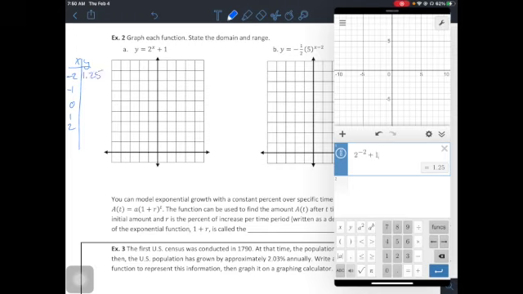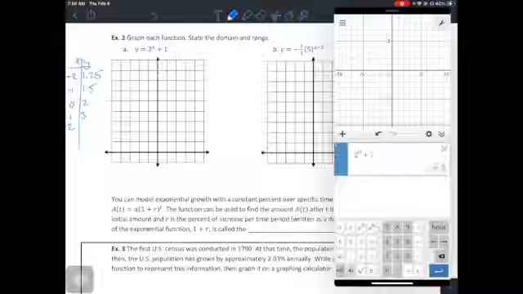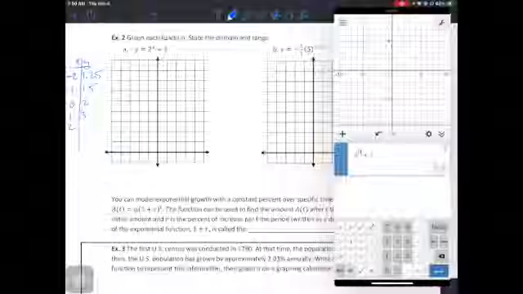I have 1.25. 2 to the -1st power plus 1, 1.5. 2 to the 0 power plus 1. 2 to the 0 is 1, plus 1 would make it 2. 2 to the 1st power would be 2. 2 plus 1 would give us 3. 2 to the 2nd power is 4, plus 1 is 5.